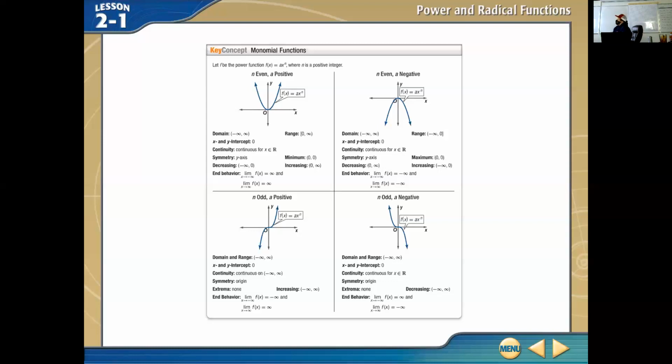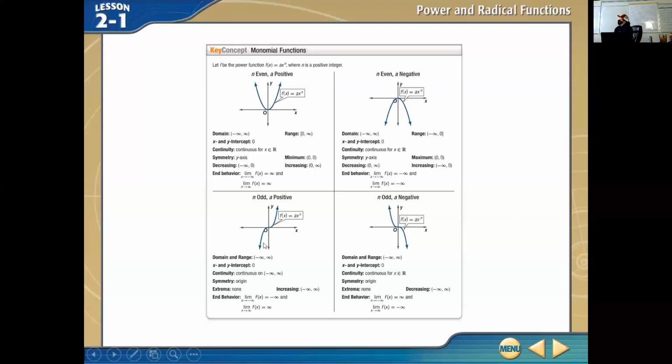So now let's look at when n is odd. So once again, it starts low and ends high when a is positive. So the domain and range still all real numbers from negative infinity to positive infinity. X and Y intercept still at the origin of 0, 0. It's continuous throughout its entire existence from negative infinity to positive infinity.